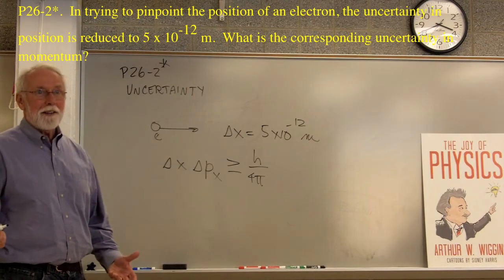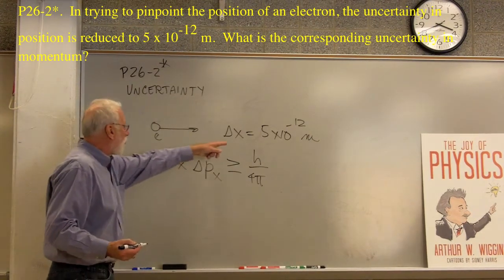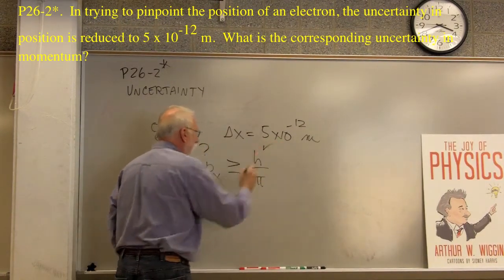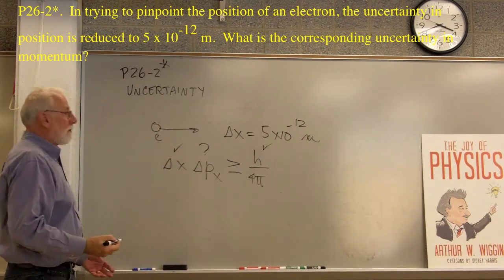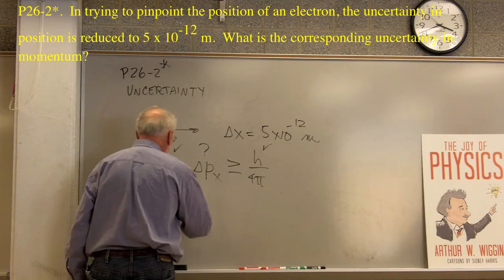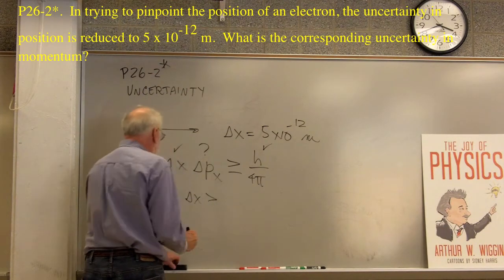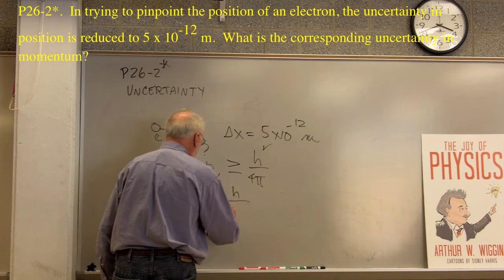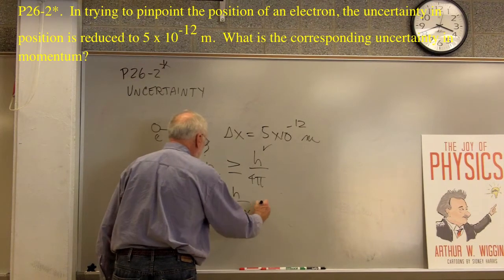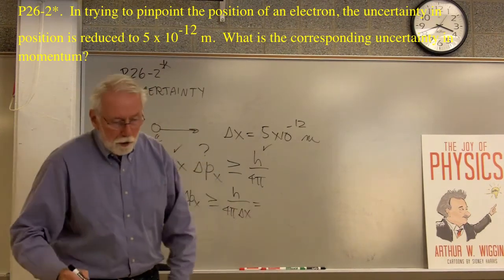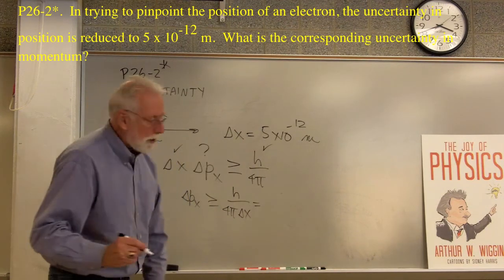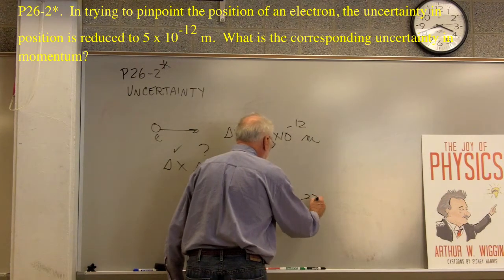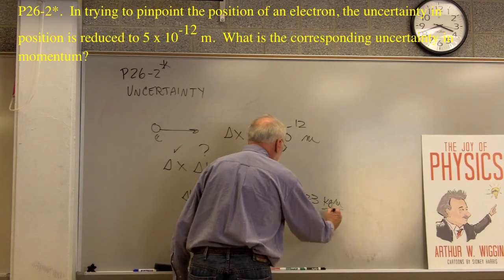We can solve this mathematically. It's not a big deal, right? Simple looking equation. We know what delta x is. We're trying to find out what delta px is, and we know all this other stuff. It's just numbers. So what do we do? We solve it algebraically. Delta px is greater than or equal to h over 4 pi multiplied by delta x. So we just put that all in, and we crank out a number. The number says 1.06 times 10 to the minus 23 kilogram meters per second.